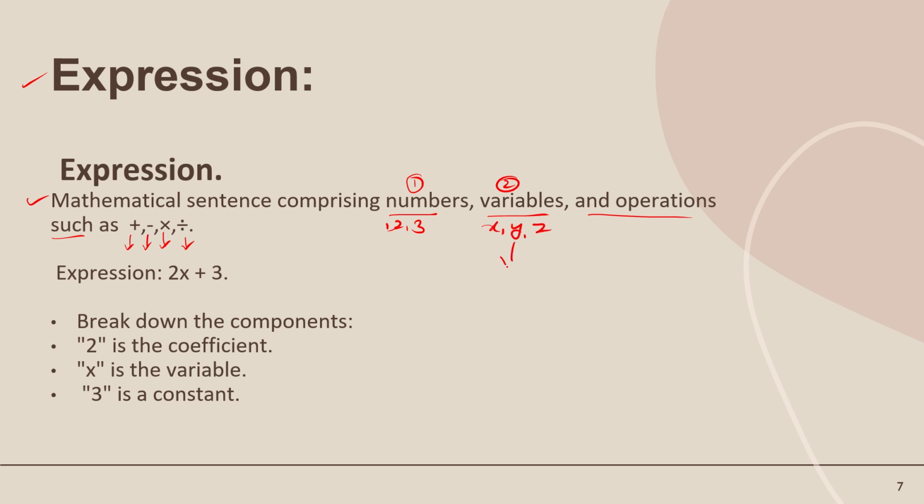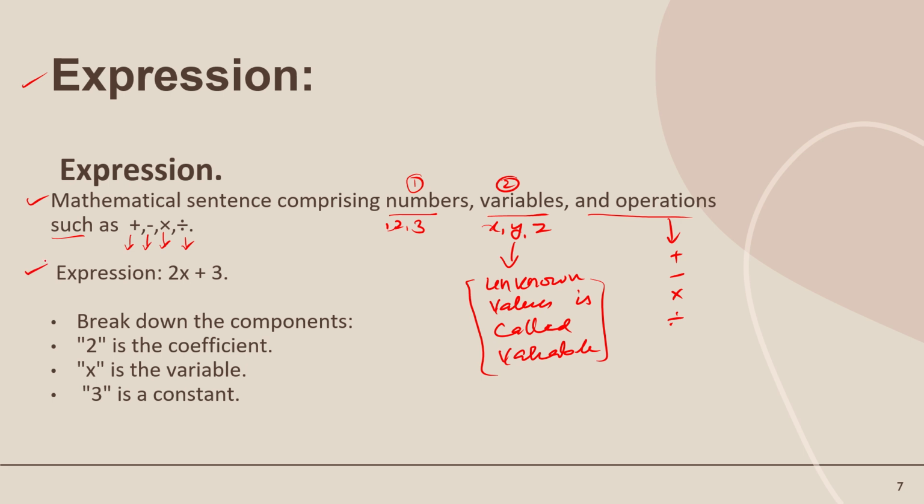So what are variables? What do variables mean? Unknown values. An unknown value is called a variable. An operation means, for example, plus, minus, multiply, divide. So these are the four basic operations that we use when we have to write expressions.